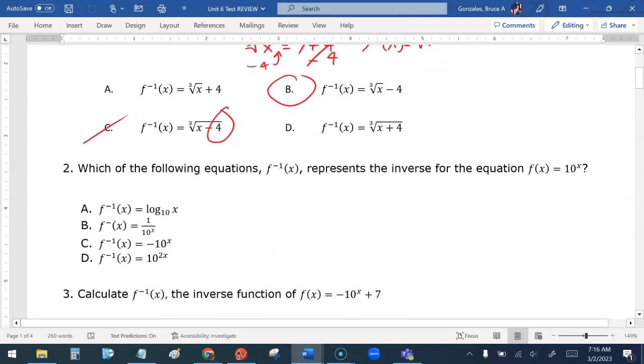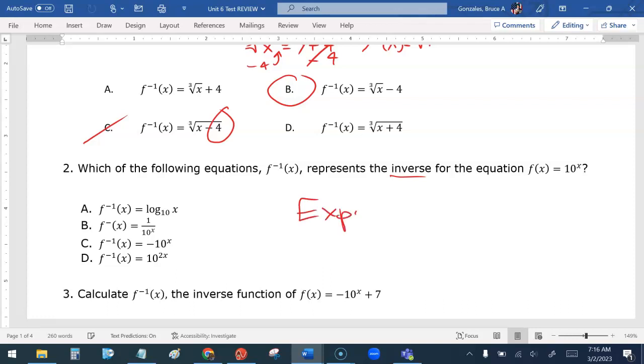Number 2, which of the following equations represents the inverse of this? So the inverse, so the opposite of an exponential is logarithmic. Okay, so I can tell you just by looking at this, it's going to be a.